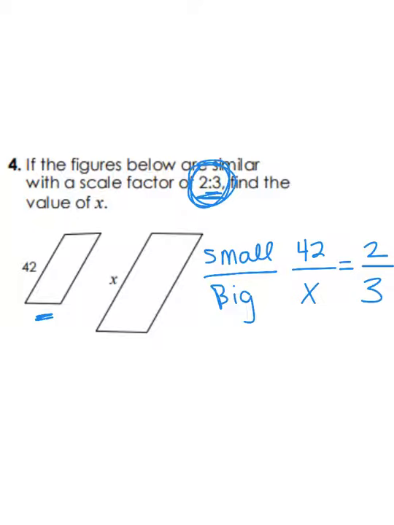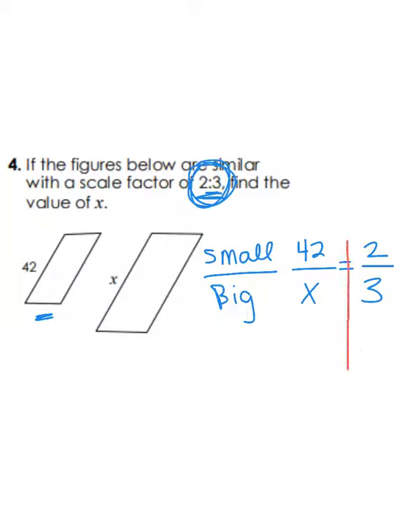So you can write your scale factor as a ratio, 2 to 3, or a fraction, 2/3, whichever one they're asking you to do. In this case, when you're solving for a missing side, it's easier to write it as a proportion or a fraction. And then you solve using algebra. Just solve the equation.